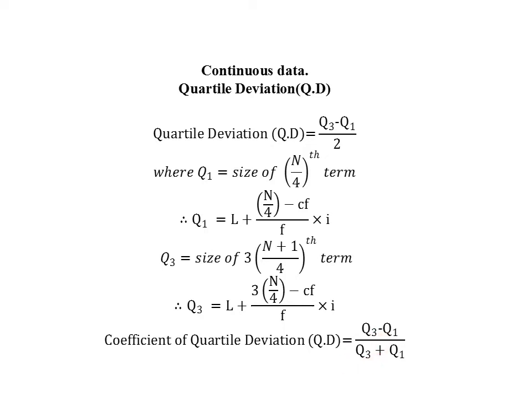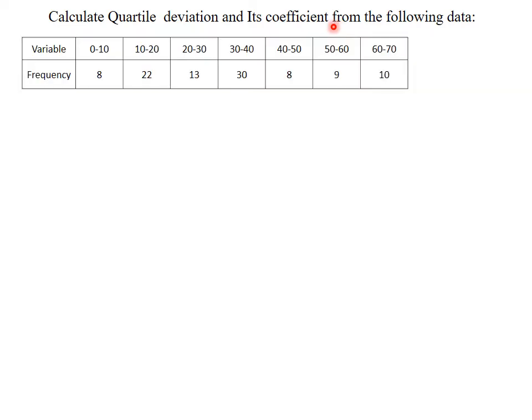Now we will do one problem in the continuous case. Calculate the quartile deviation and its coefficient from the following data. The variable as well as frequencies are given: 0 to 10, 10 to 20, 20 to 30, 30 to 40, and likewise it keeps going up to 60 to 70, and the respective frequencies are given here. When the class intervals are given, then we conclude the given problem comes under the continuous case.